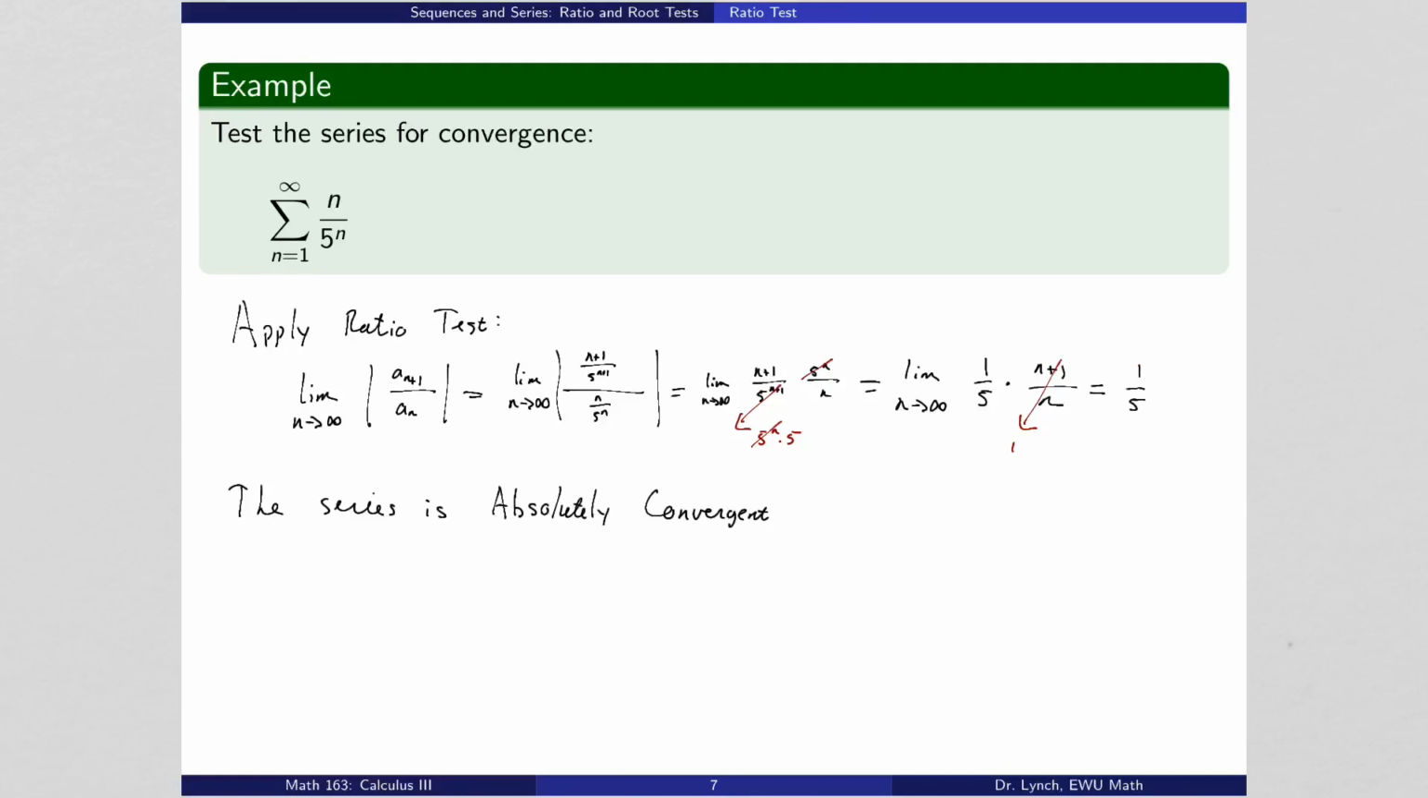So this is the L from the ratio test. Our L is between 0 and 1, so the series is absolutely convergent.